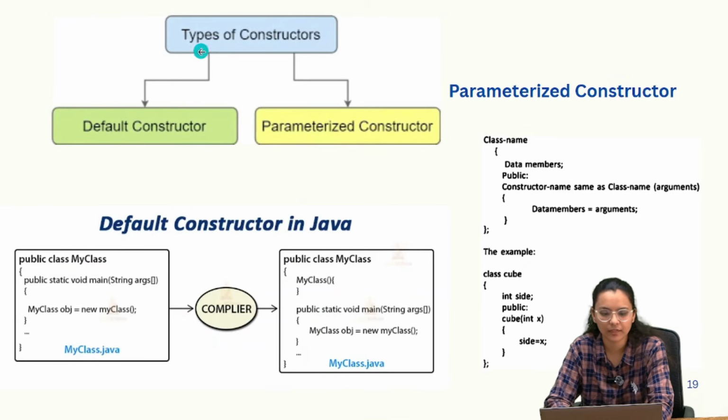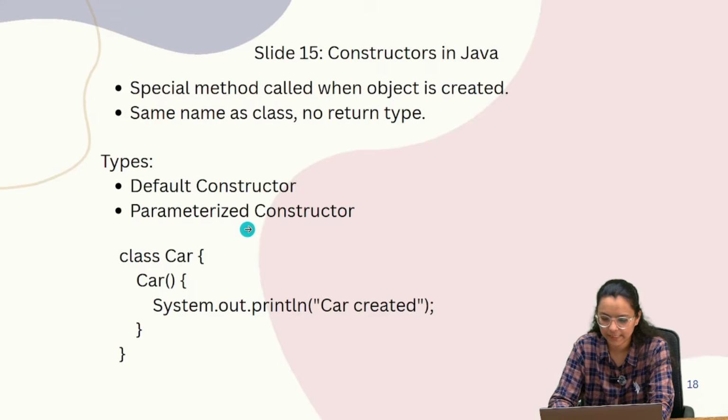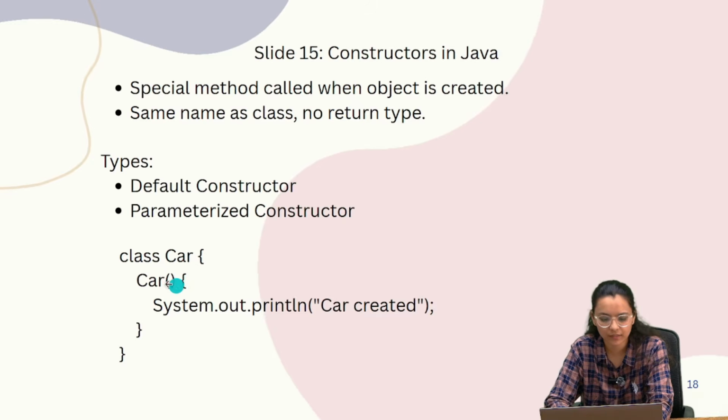Let's see here in the diagram, the types of constructor: two types, default constructor and parameterized constructor. Here is the example of the default constructor in Java, and here is the parameterized constructor in Java. So read it carefully. In this example, here is class Car, and the constructor is the Car method, and we will write System.out.println "Car created".